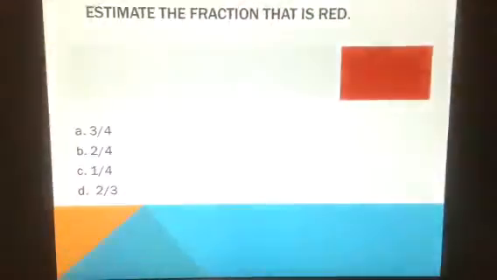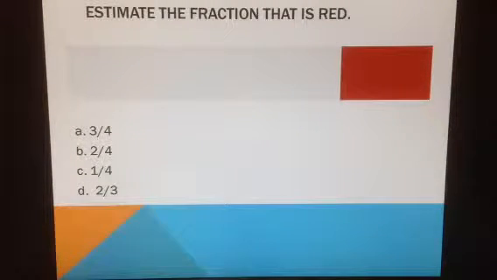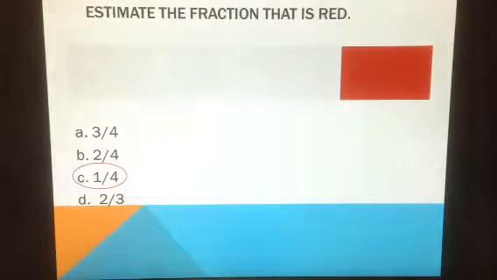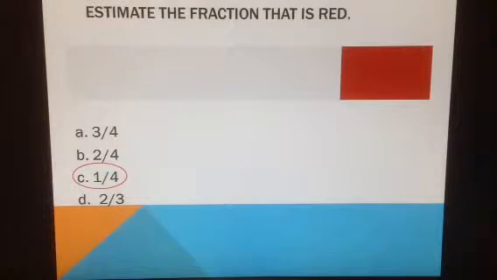Here's another one. Estimate the fraction that's red. It's definitely less than half, so it couldn't be 3/4 or 2/3. 1/4 is red. That means you could fit 4 of those red rectangles in the whole bar. One's already red, but you could fit 3 more for a total of 4.